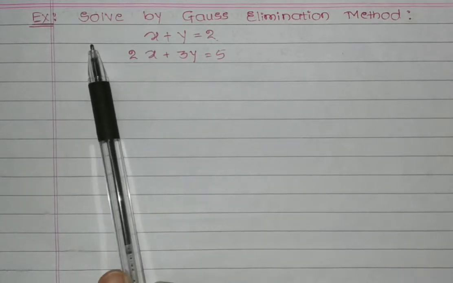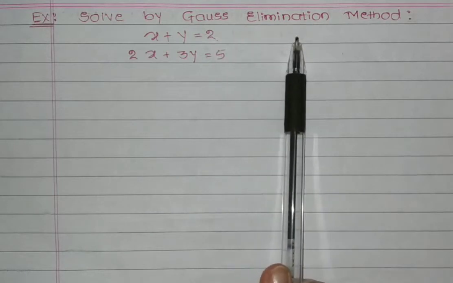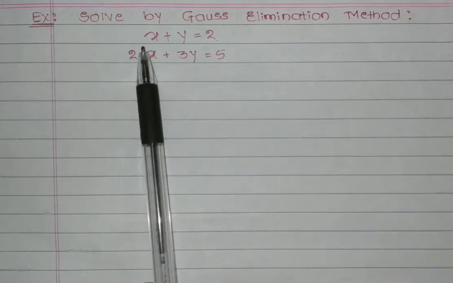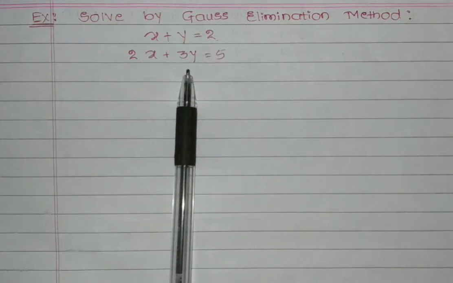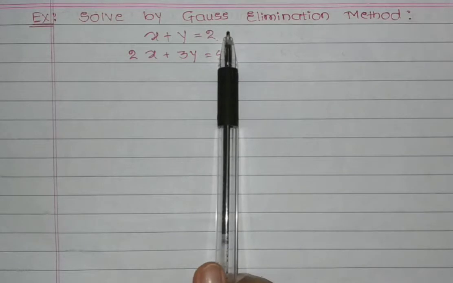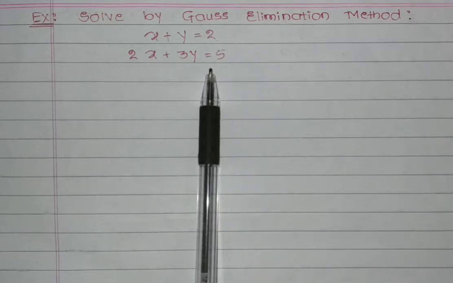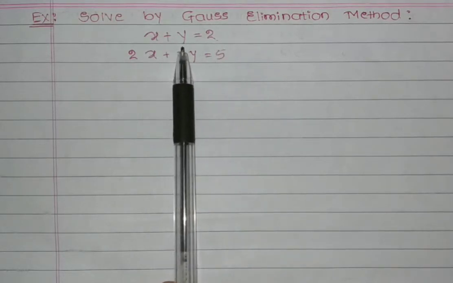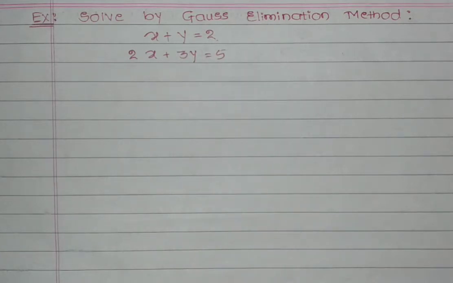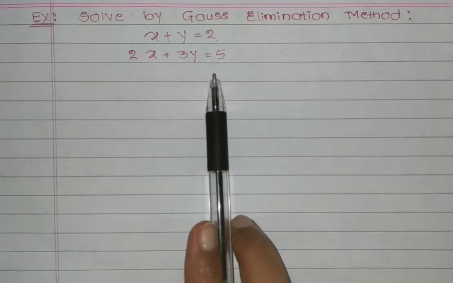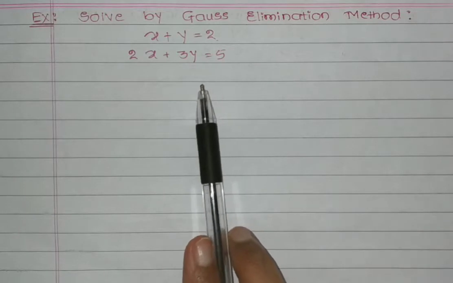So here the question is, solve by Gauss elimination method, and the equations are x plus y is equal to 2, 2x plus 3y is equal to 5. For these two equations, we have to find the x value and y value using the Gauss elimination method. So here, when we are applying the Gauss elimination method to solve any system of linear equations, the first step is conversion of these equations in terms of matrices.